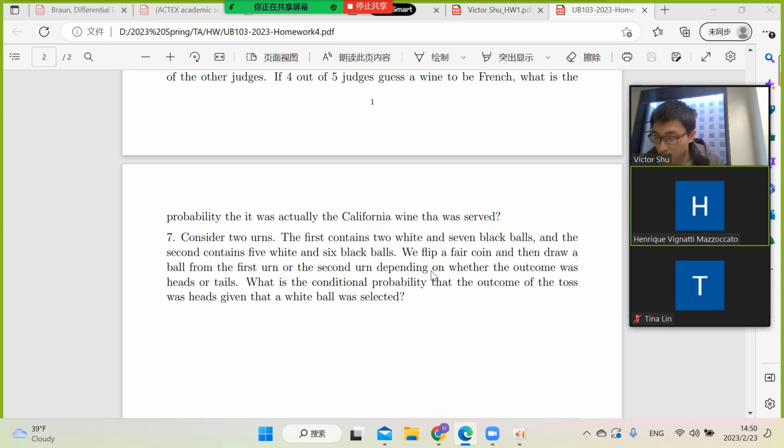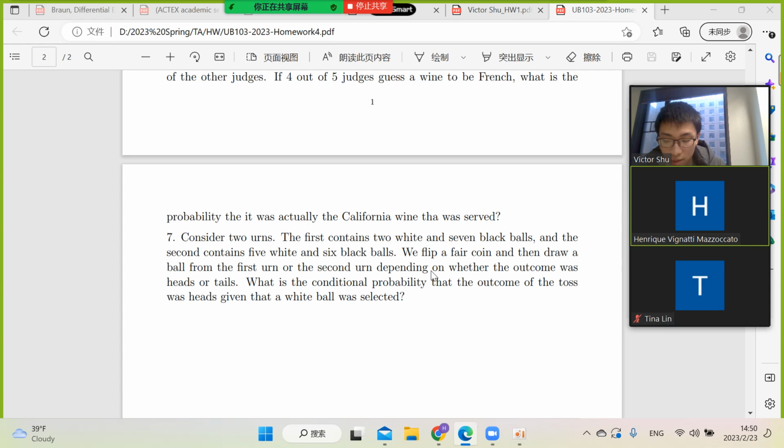So here the question is I'm going to calculate the probability of head given white. That's the setup of this question. If we use the Bayes formula, the probability of A given B equals the probability of A intersection B divided by the probability of B. So we can rewrite this as the probability of head intersection white divided by the probability of white. That's the second step.